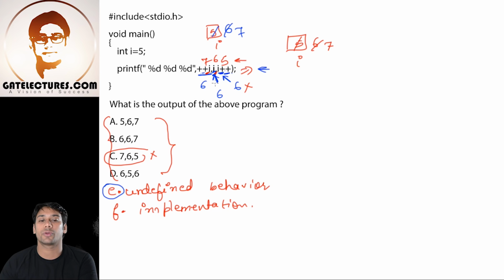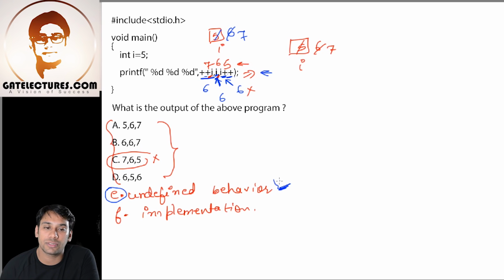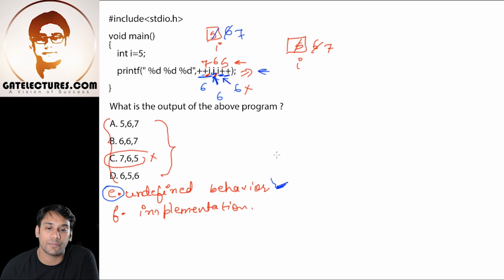So if you execute this program in Xcode, you will get some different output. If you execute this program in an online compiler, you will get a different output. If you execute this program in Turbo C, you are going to get a different output. If you execute this program in Dev C++, you are going to get a different output. So their outputs will not match, and it will confuse you. Why? Because of this undefined behavior. Okay. So this is an ambiguity in the C programming language.